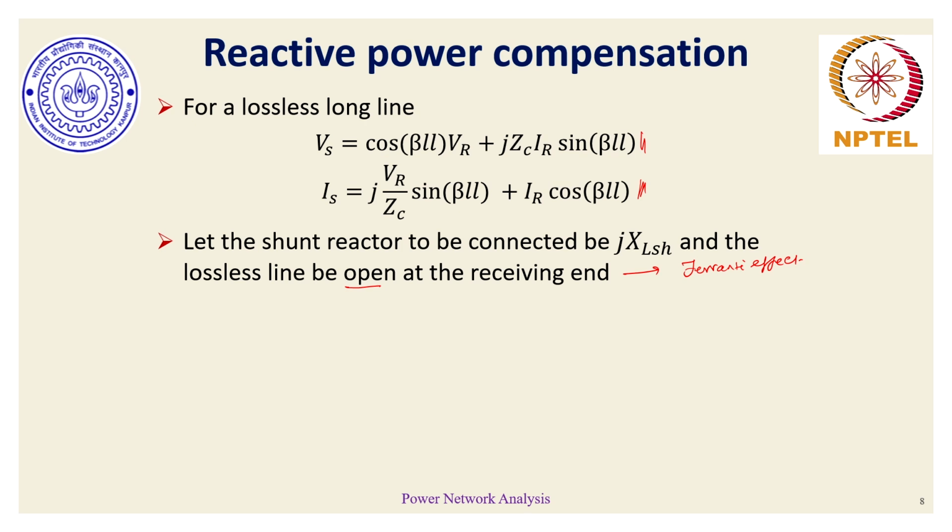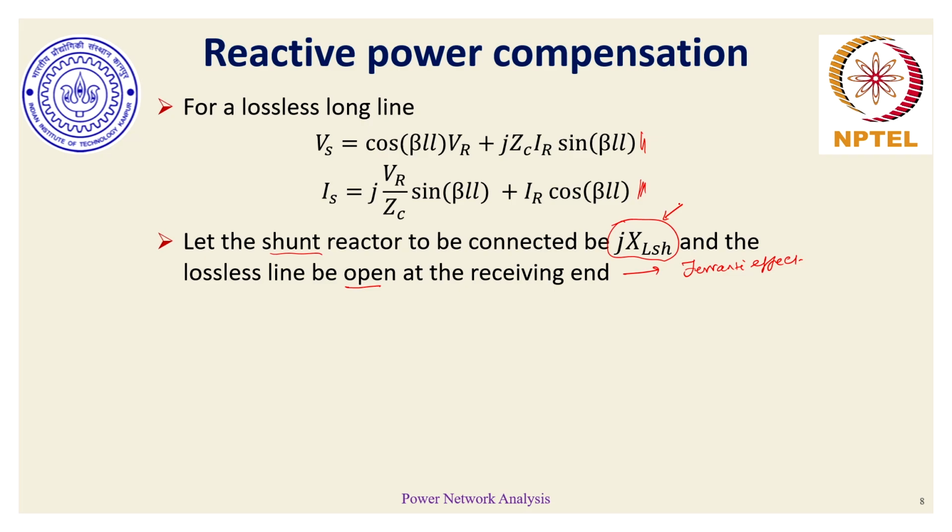where the receiving end voltage would be more than the sending end voltage. And in order to bring down this receiving end voltage, we are trying to connect a shunt reactor whose value needs to be determined so that the voltage profile becomes uniform. So let's see what happens.